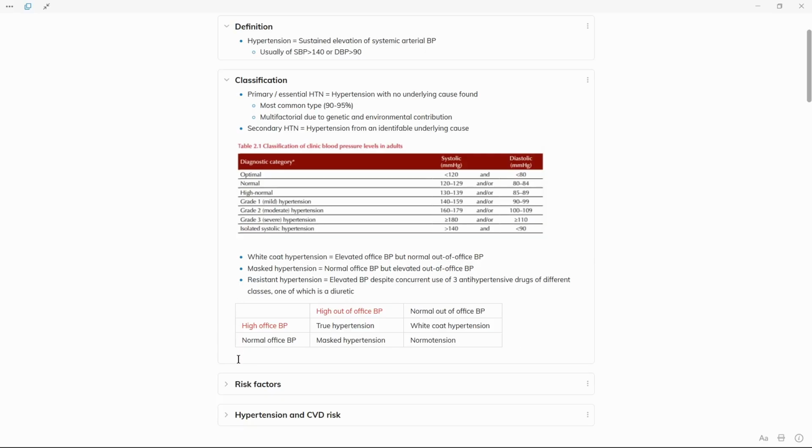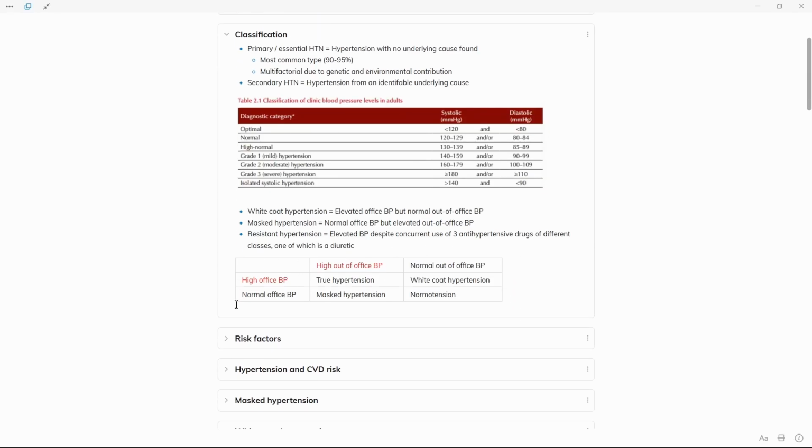So this here is a table which helps to sort out the different types of hypertension based on the clinic and out of clinic readings. If you have a high office blood pressure and a high out of office blood pressure, then that patient will have true hypertension. Whether that's primary or secondary hypertension will depend on the workup.